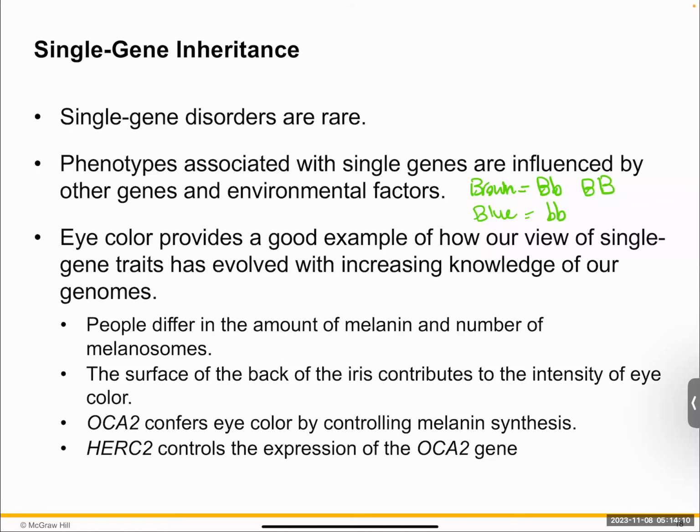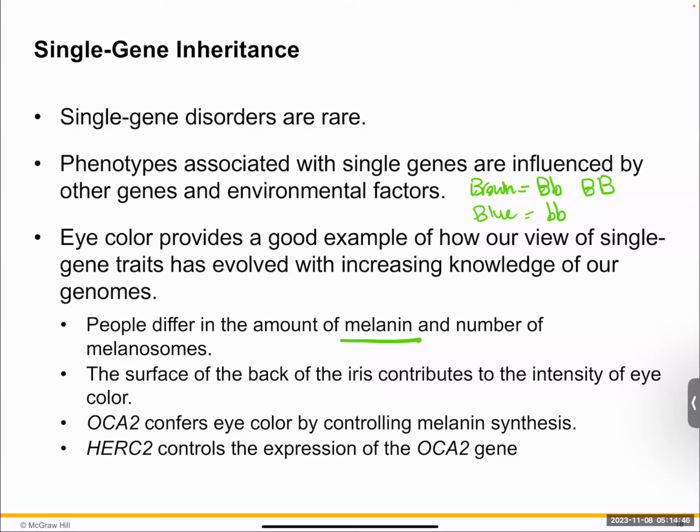But even though this is a single gene representation, we have evolved to understand that our genome is more complicated, and therefore other genes can also influence our eye color. So how does our eye color actually differ? One of the concepts that affects our eye color is how much melanin and how many melanosomes we actually create. Melanin is the one that basically gives you your skin color as well.